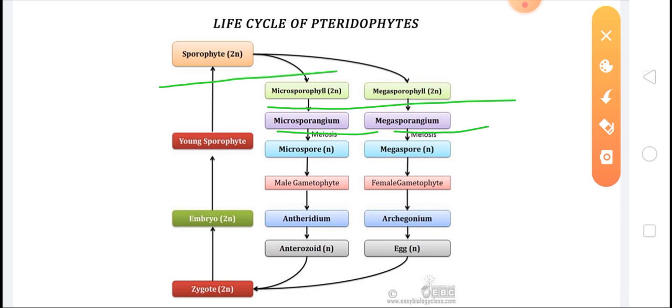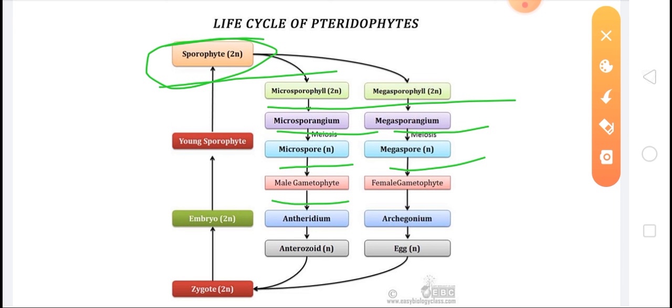Then the microspore forms the male gametophyte. Whenever the name microspore comes, it represents the male, and whenever the name megaspore comes, it represents the female. So the male gametophyte and female gametophyte are formed. Clear? So the sporophyte is 2n, diploid, and the gametophyte is n, haploid.